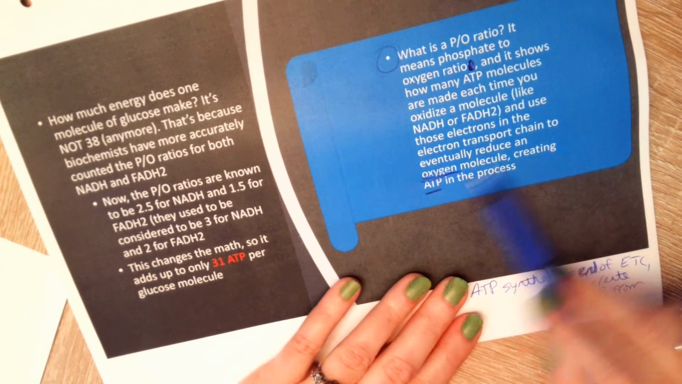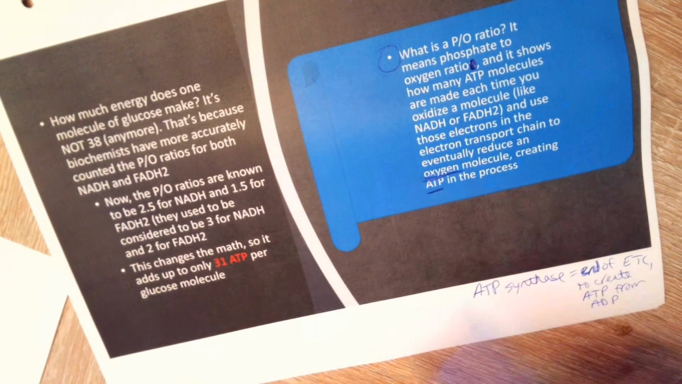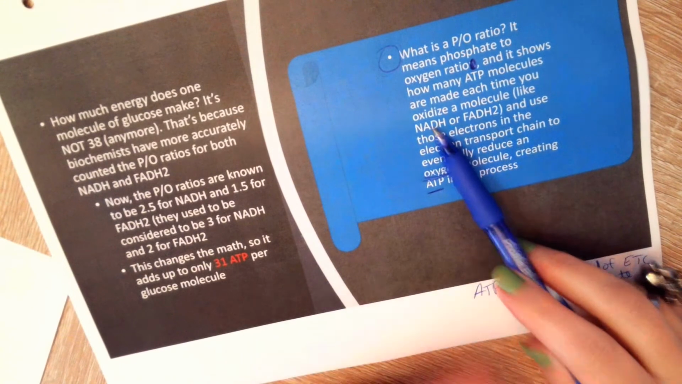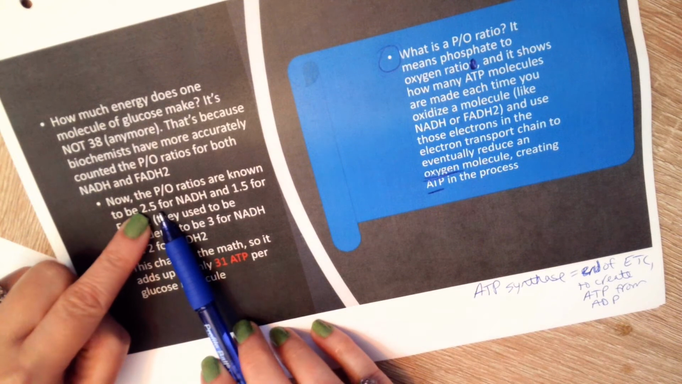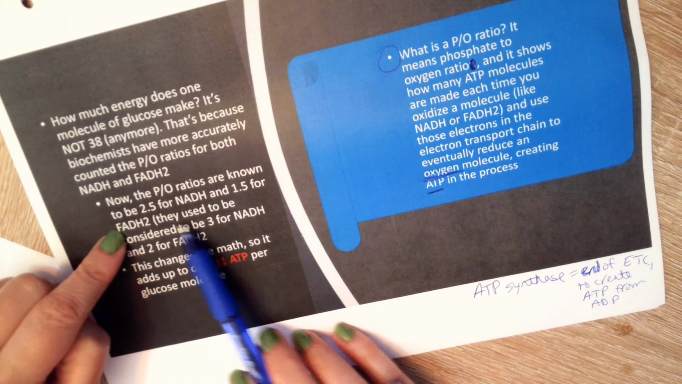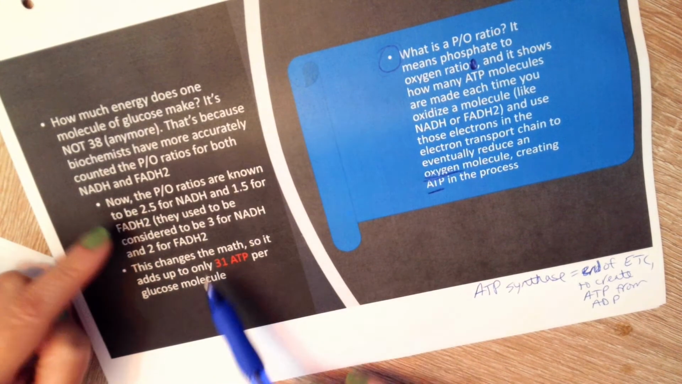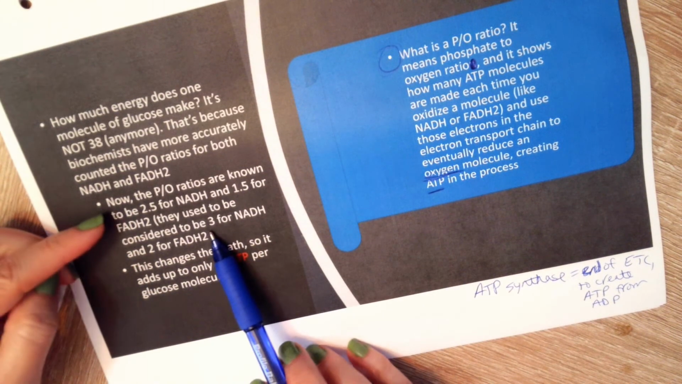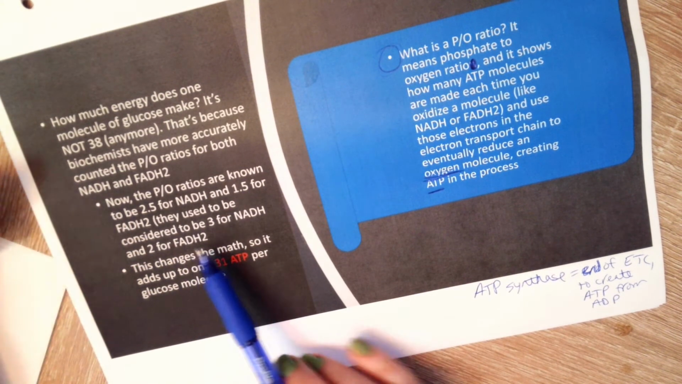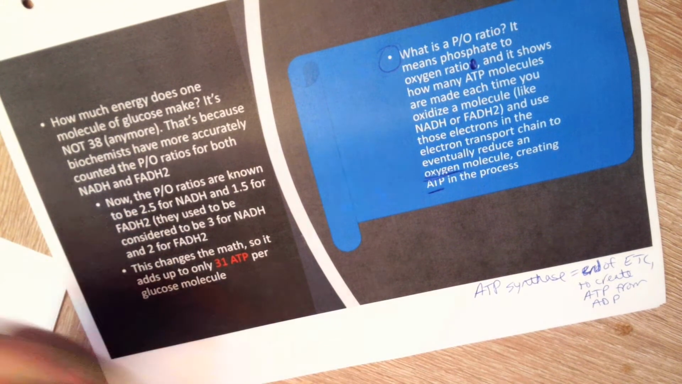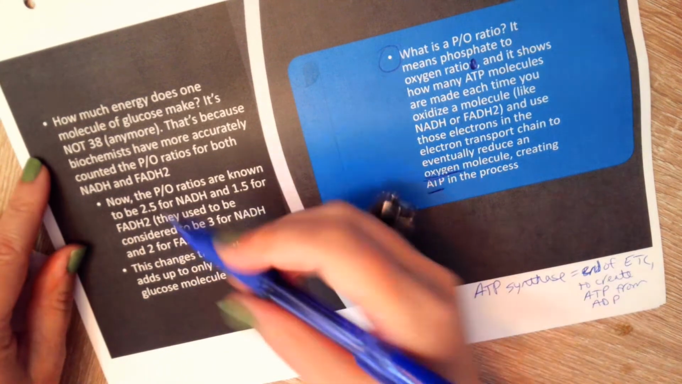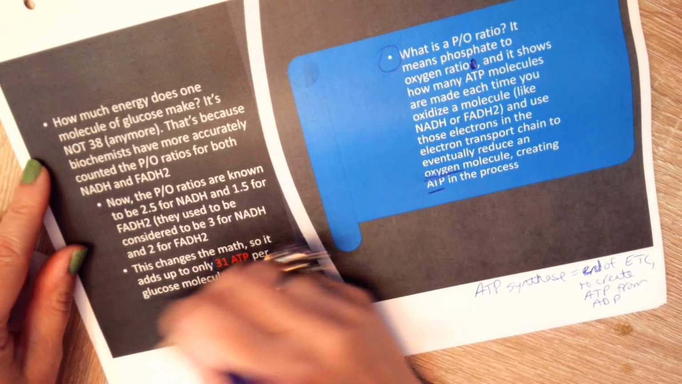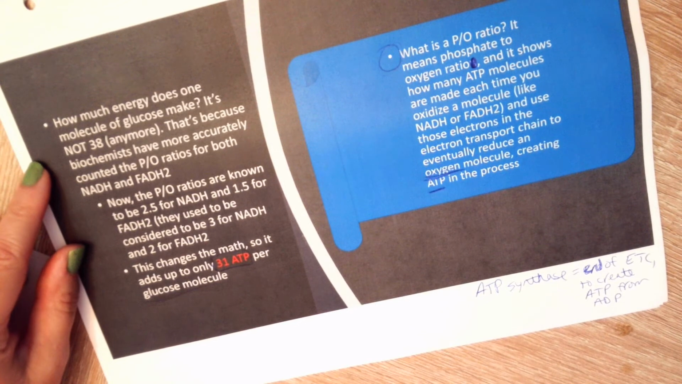Okay, so that PO ratio is just saying how much are we going to get from either NADH or FADH2. So for NADH, the PO ratio is 2.5. For FADH2, it's 1.5. So they used to think NADH was 3 and FADH2 was 2. It's close, but not exactly correct. So it just changes everything just a little bit. What we end up with is 31 ATP for every glucose molecule. And we're going to go through the math and see where that number comes from.